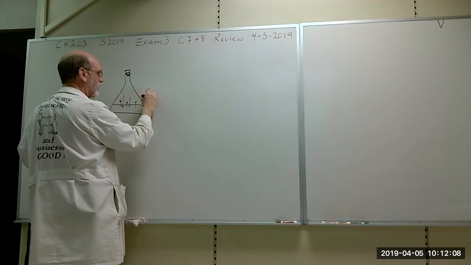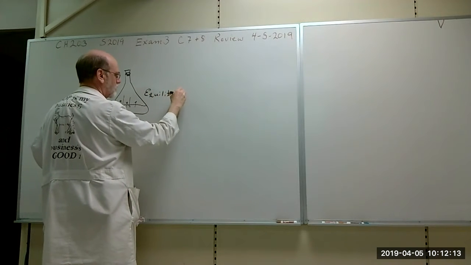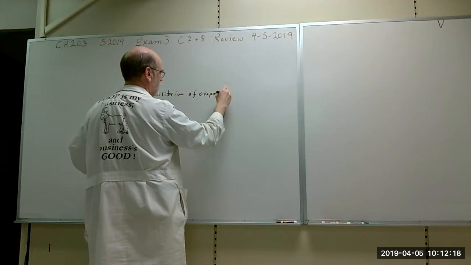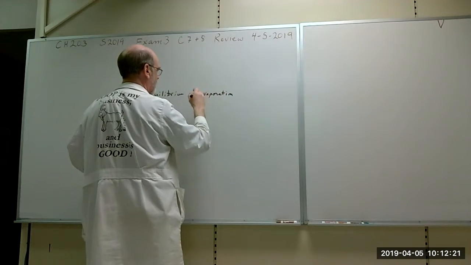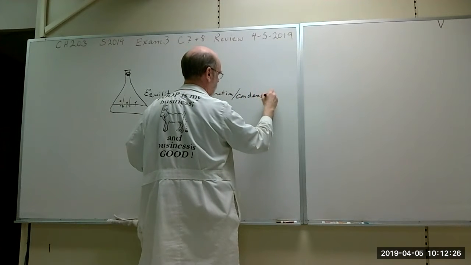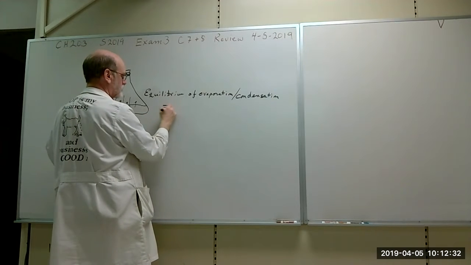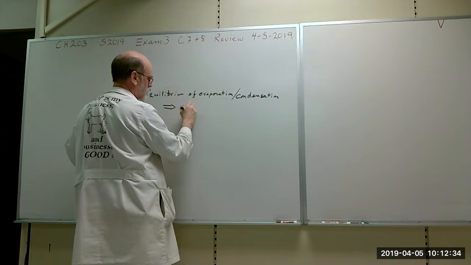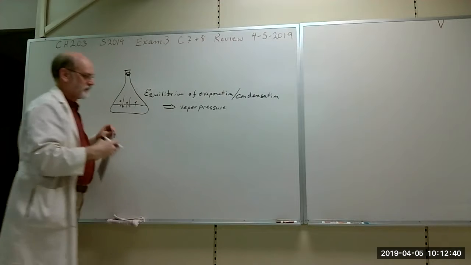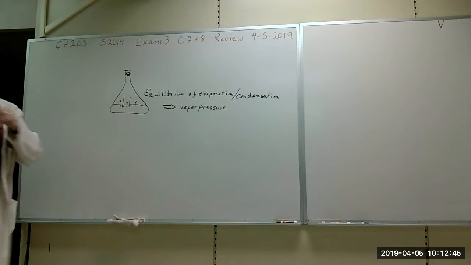And at that equilibrium point, equilibrium of evaporation and condensation yields vapor pressure. Okay, and it's a measurable difference, an increase in pressure in that space.